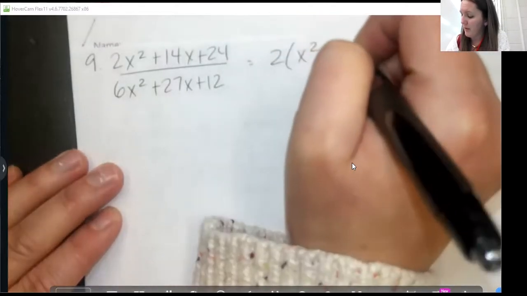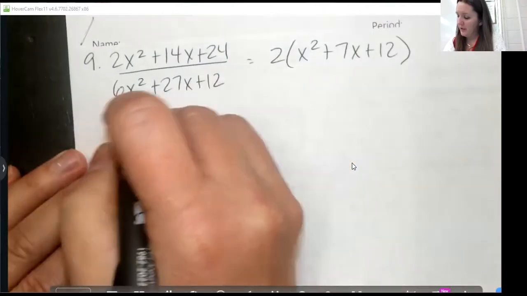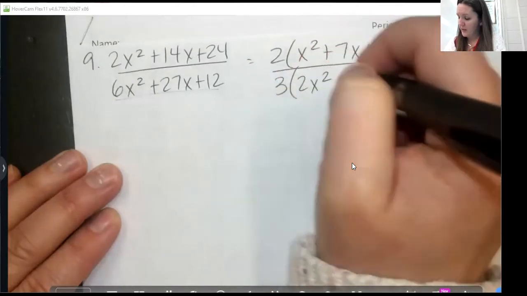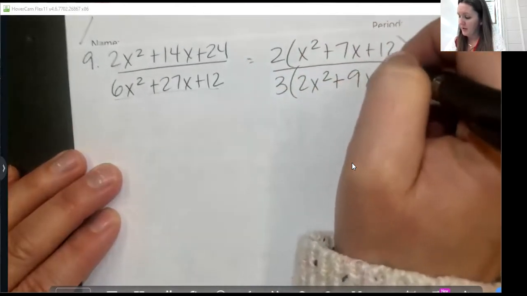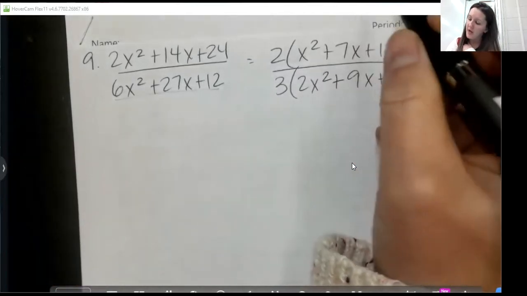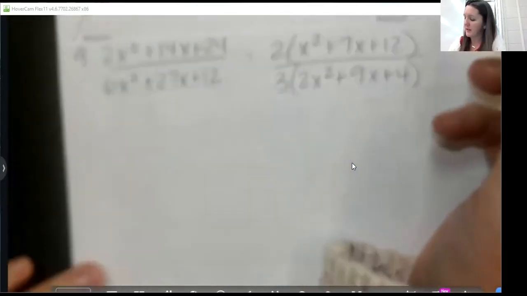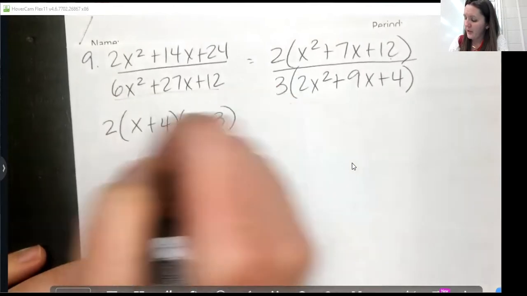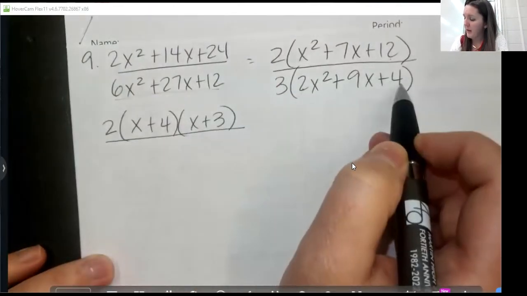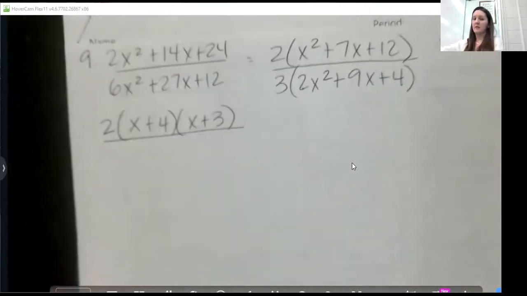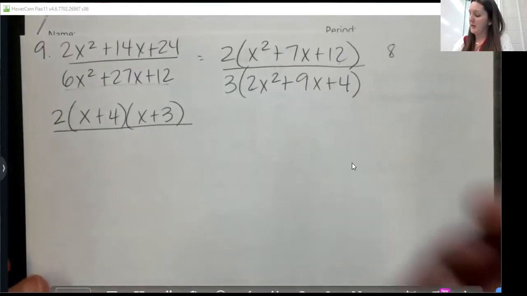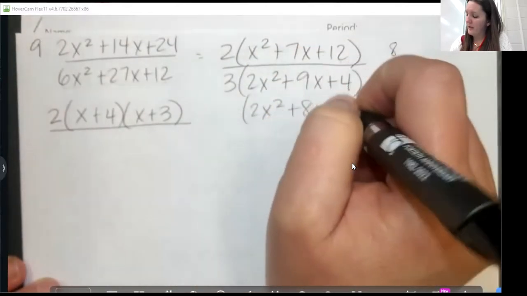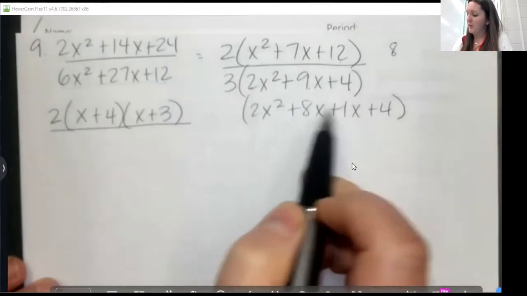2x squared plus 7x plus 12. And here I can factor out a 3 in the denominator. So I have 2x squared plus 9x plus 4. So now on the top, I'm going to factor it. What multiplies to get 12 and adds to get 7? I would say 4 and 3. And then on the bottom, I'm going to do the a times c method. 4 times 2 is 8. So we say, what multiplies to get 8 and adds to get 9? That is 8 and 1. So I split my middle term into 8 and 1.